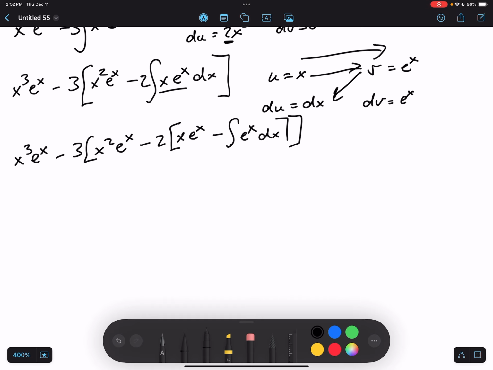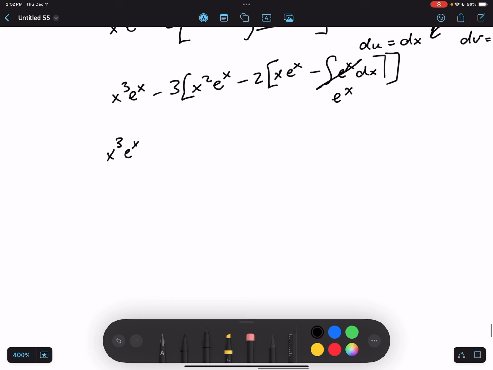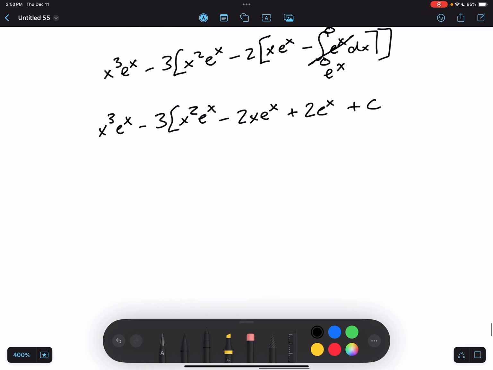The integral of e to the x is just e to the x. So now we've got x³ e to the x minus 3 times x² e to the x minus, we can go ahead and do this distribution now, negative 2 times x e to the x is just negative 2x e to the x. And then we have a negative e to the x here times a negative 2 is a positive 2e to the x. Because this integration here doesn't have any limits, we must add a constant at the end. This is an indefinite integral, after all.